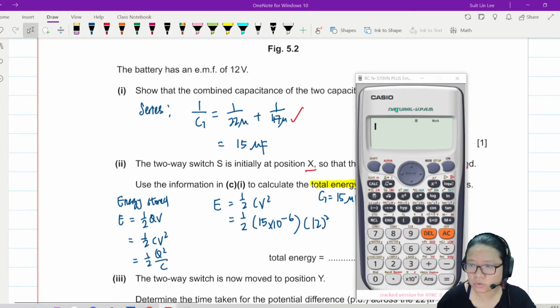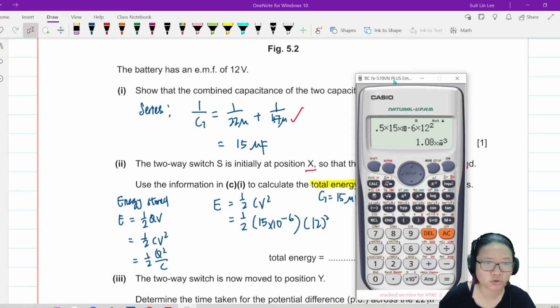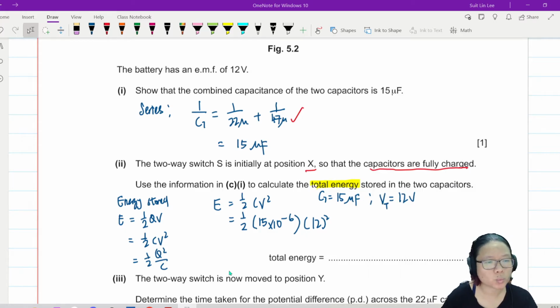Right. So we have half times 15 micro times 144, or 12 squared. So this will be 1.08 times 10 to the power -3. You can leave your answer as 2 SF. So that's what I will do.